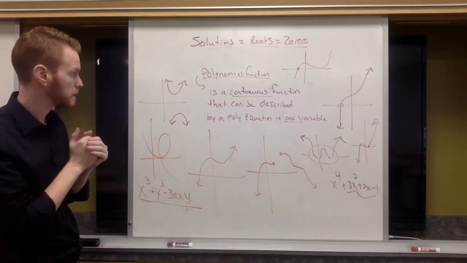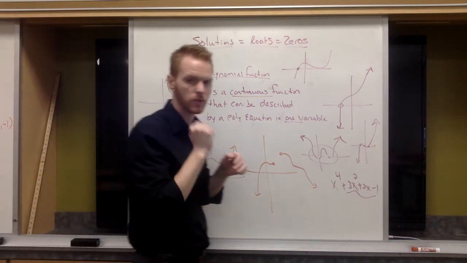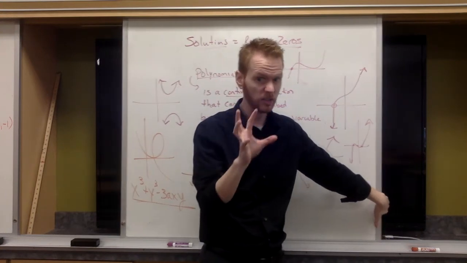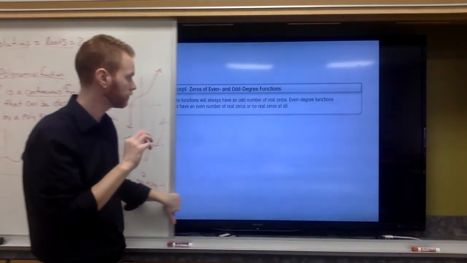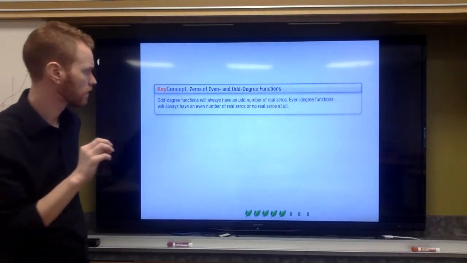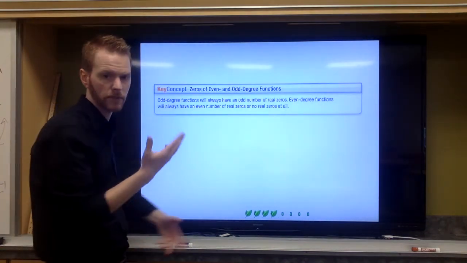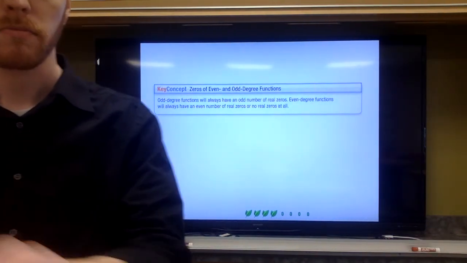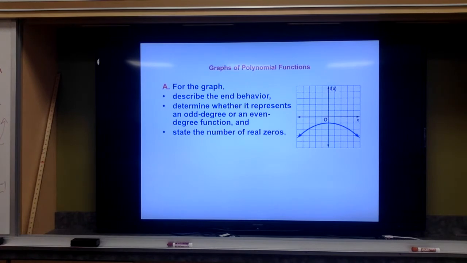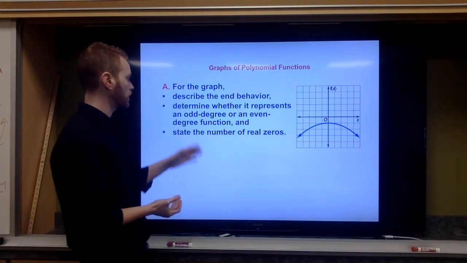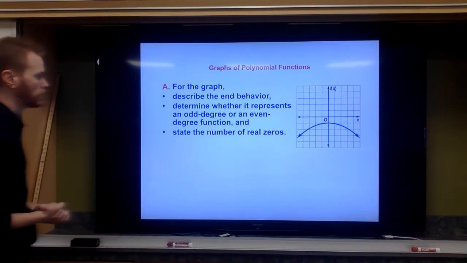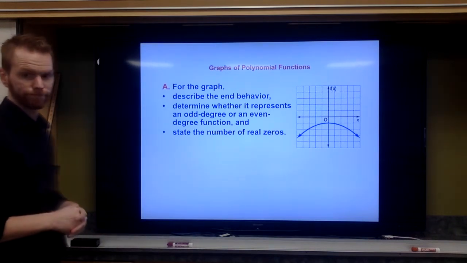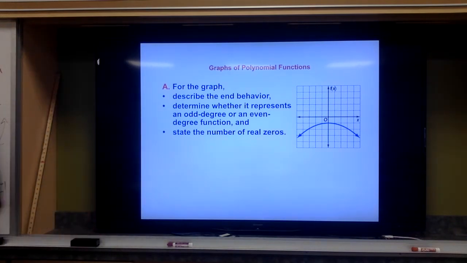Does that make sense? Okay. So that's what this is describing right here. Big kind of concept behind it. All right. Okay. So let's wrap this up. Let's look at a couple graphs. Okay. So for this graph, we're going to describe the end behavior, determine if it's an odd or even function, and then state the number of real zeros. Okay? That's what we're going to do.